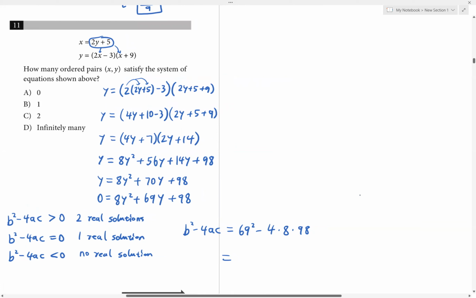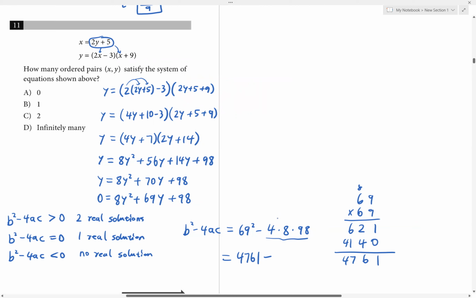69 squared is 69 times 69, and 9 times 9 is 81. Carry an 8, 6 times 9 is 54, plus 8 is 62. Then bring down a 0, 6 times 9 is 54, carry a 5, 6 times 6 is 36, plus 5 is 41. We should get 4761. That's 69 squared. Now all we want to check is if 4ac is bigger or smaller than 4761.